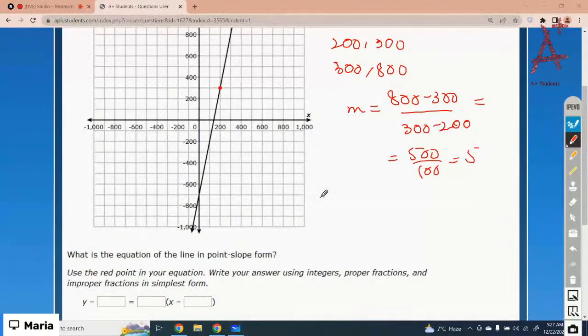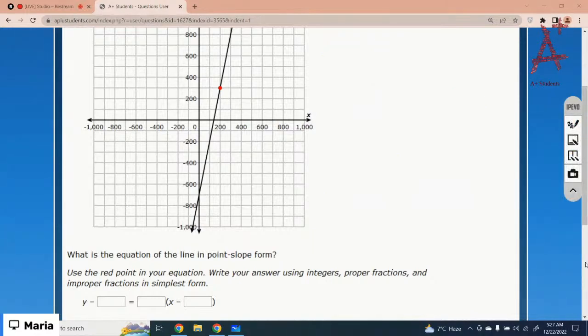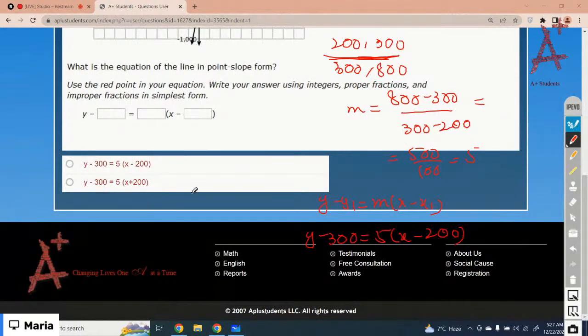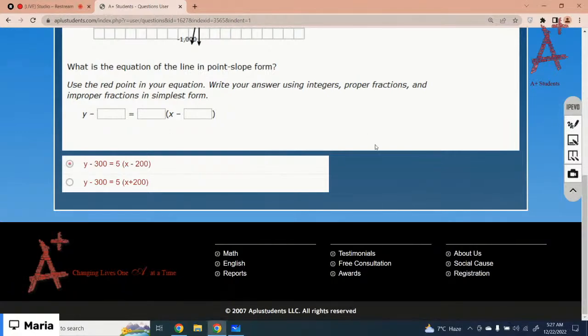So slope is 5. So the point slope form is y minus y1 equals m times x minus x1. Always use the vertices of the points that are highlighted. So it would be y minus 300 equals 5 times x minus 200. This is the equation. So the first option is the correct one. So just select the correct option, then click on the OK button.